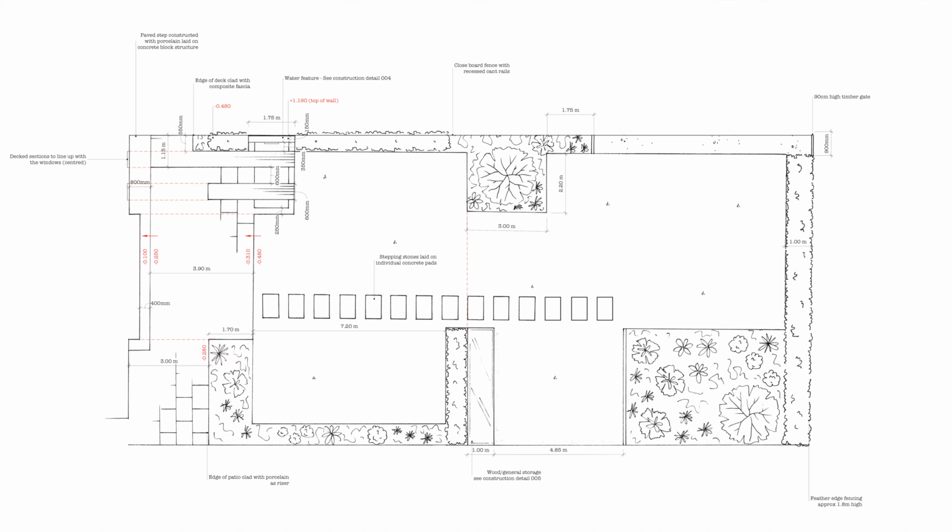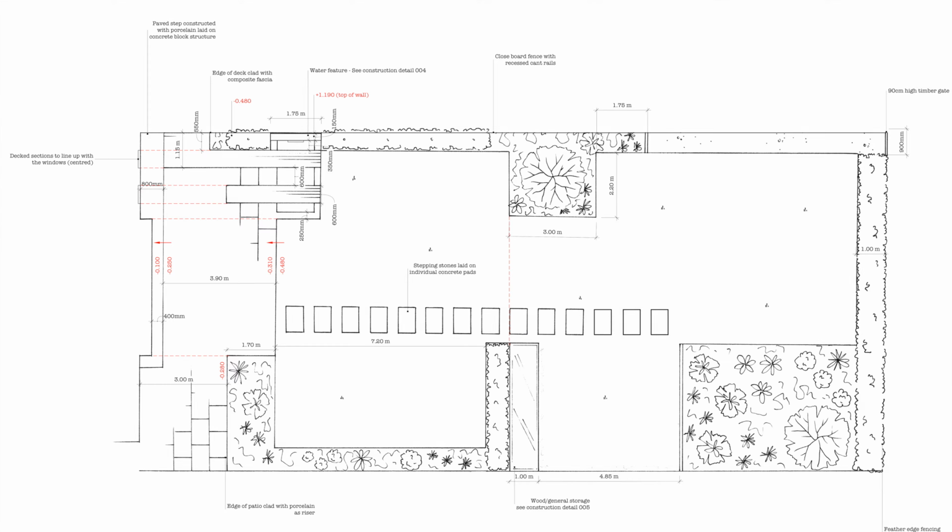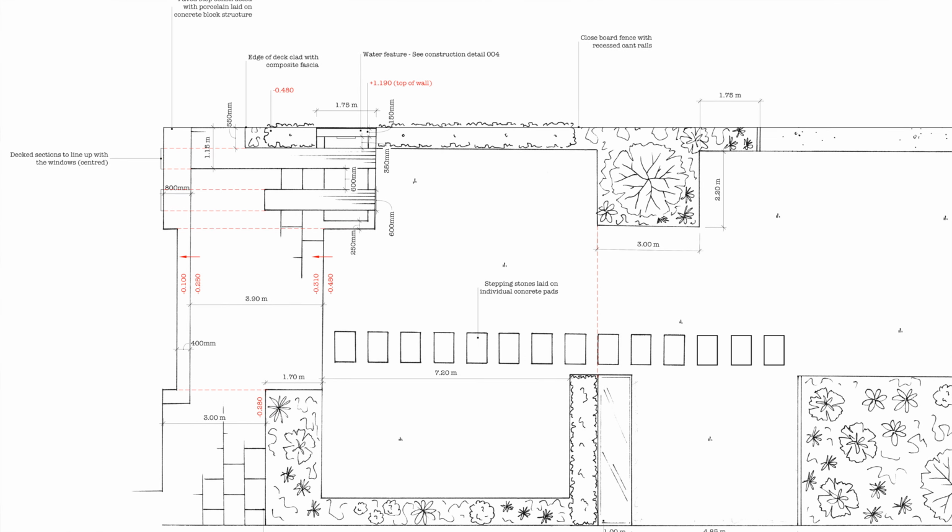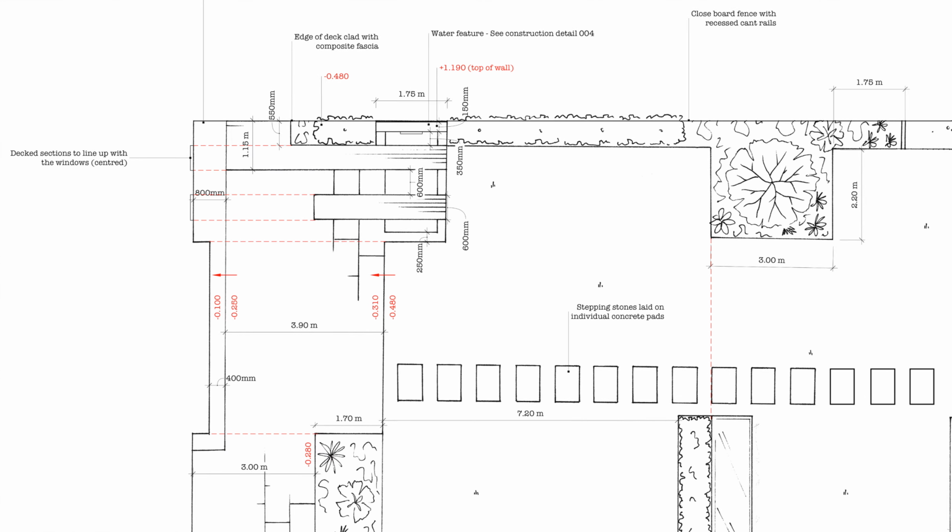And also it makes the landscaper's life a lot easier if they can just look at the patio and see, right, okay, it's 3.6 meters by 7 meters or whatever it is. And it's a good document to refer to. This is an example of a construction layout plan that I've done fairly recently. As you can see, lots of details in there, levels, measurements.